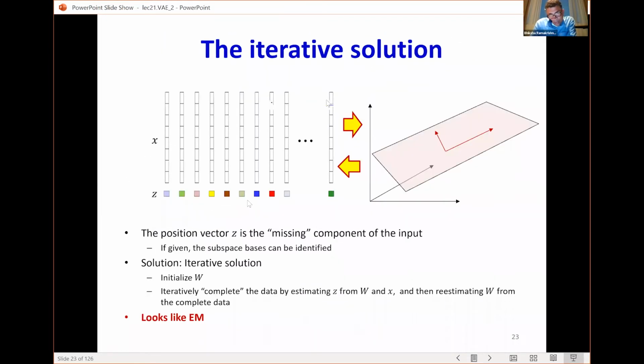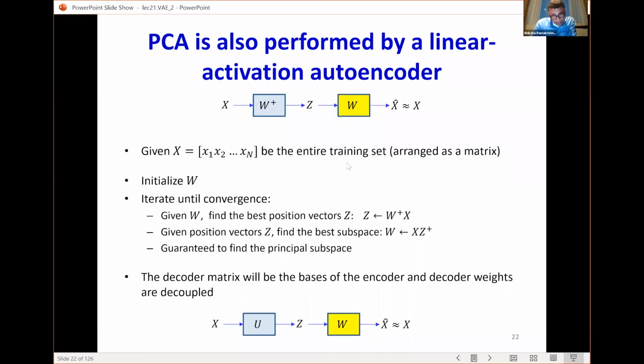That's what we did. You'd initially pass X through this encoder and get the Z's. Then given the Z and X, you can estimate the W. But now from the W, you have this guy. So you can pass X through this and get the Z's again and keep repeating the process.